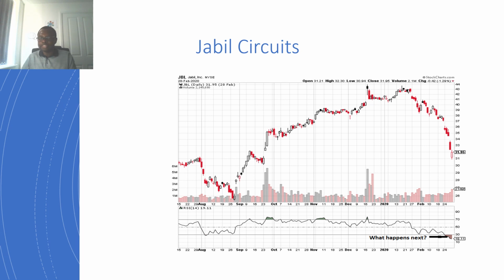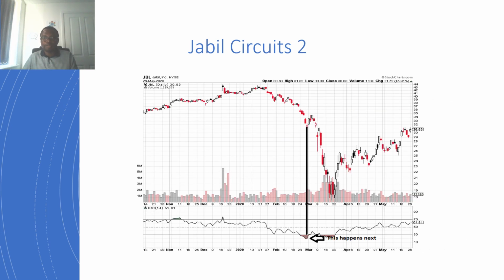Also, if you look on the right hand side of this chart as well, you can see that the RSI has dropped below 30. What's going to happen after that? We'll see that on the next chart. Okay, so let's have a look at what happened next.